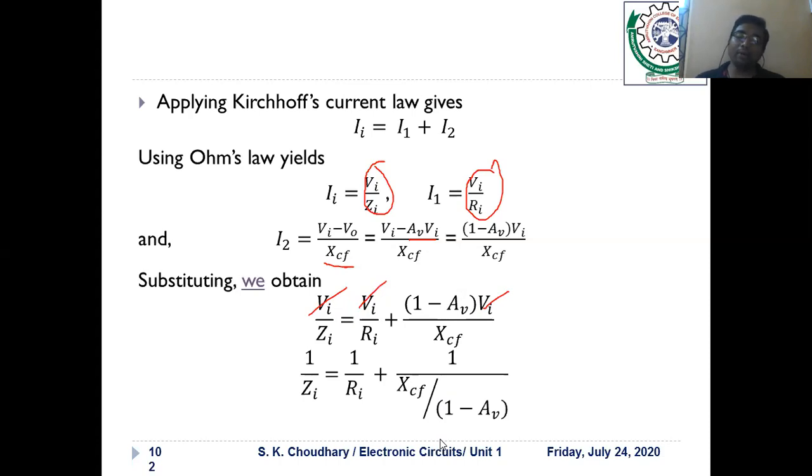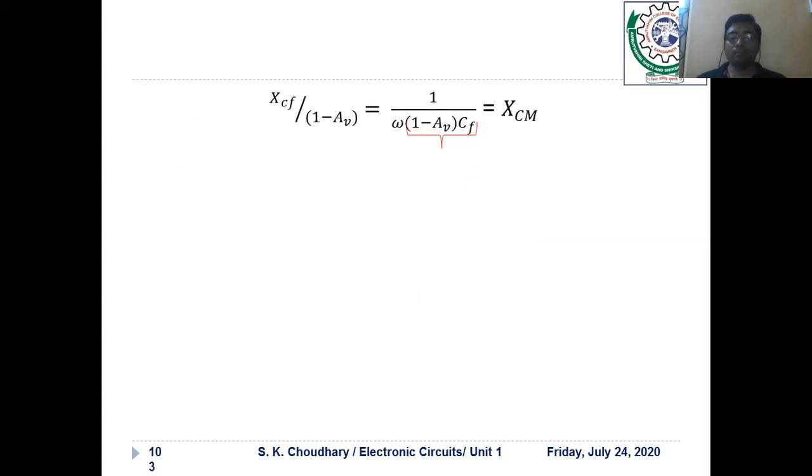So in this way, we define the input impedance of the amplifier. That is the summation of the input impedance of the active device plus the reactance offered by the feedback capacitor. Now we have to see how to resolve this equation. The second term of the equation of Zi is XCF upon 1 minus AB. That can also be written as reactance, which is 1 upon omega C. Reactance offered by a capacitor is 1 upon omega C, or 1 upon 2 pi FC.